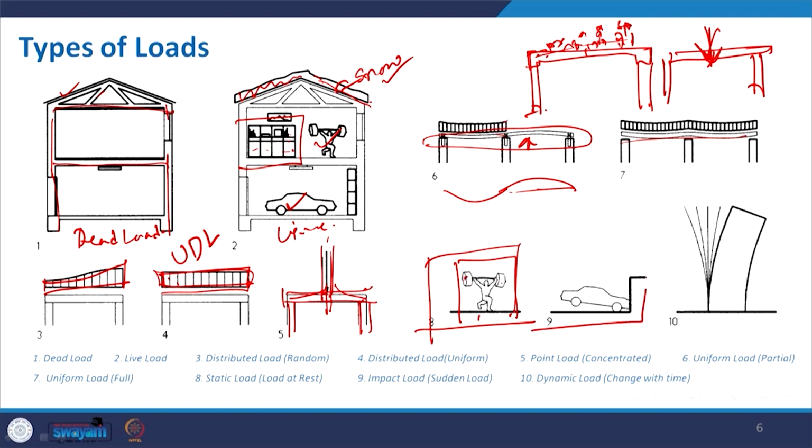Now, already I have shown this car hitting this particular wall. So, it is impact load, and then dynamic load. This was the building initially, and with some lateral wind pressure, it will bend like this, it will sway like this. So, this is your dynamic load. This is a better representation.